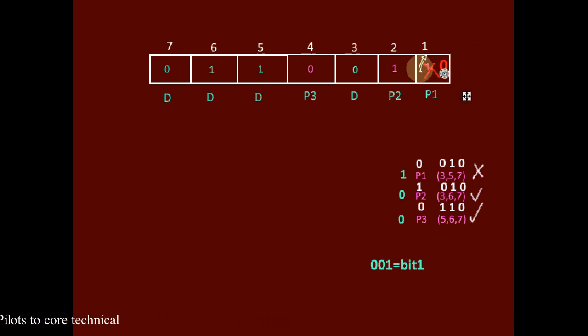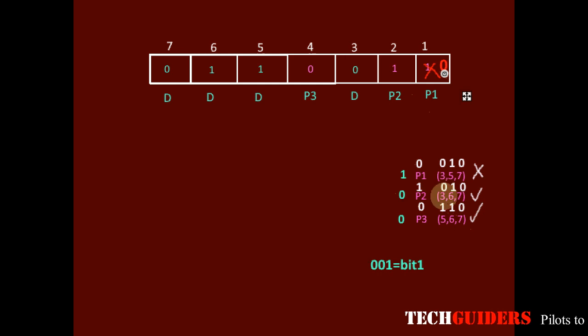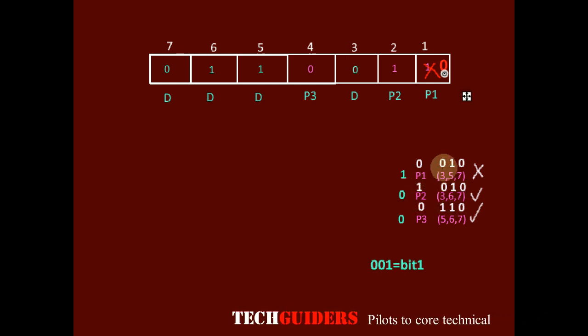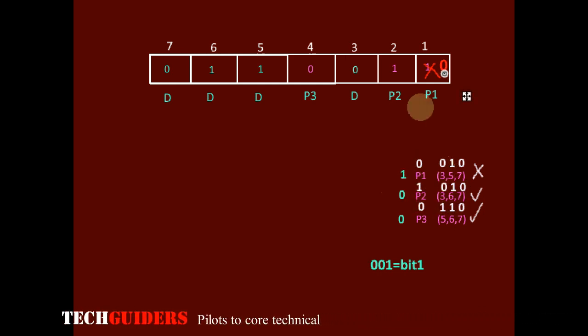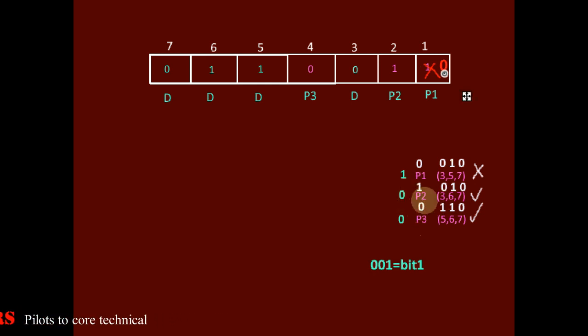So we can see if a parity bit itself is corrupted, it affects only that value because it is not taking care of any other parity bit. It just takes care of the data bits. So whenever a parity bit is corrupted, then that corresponding parity bit value will go wrong.